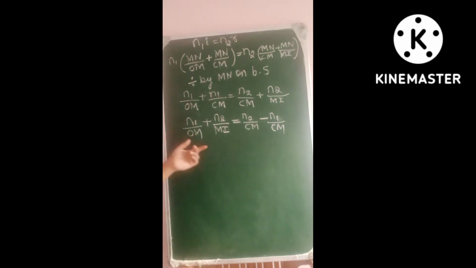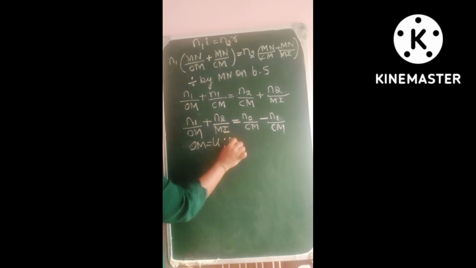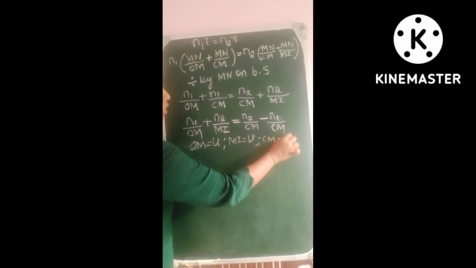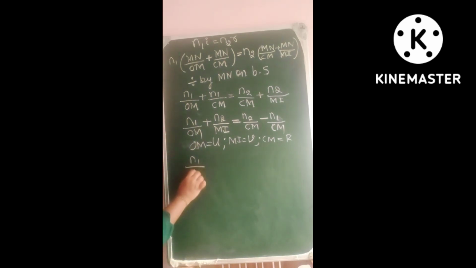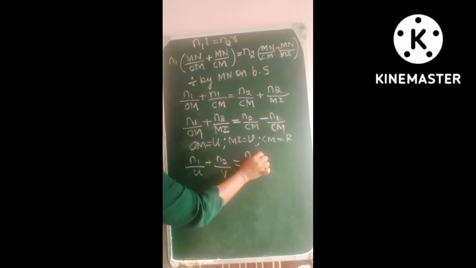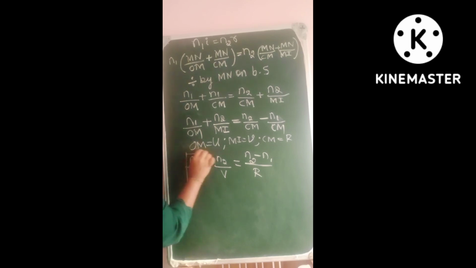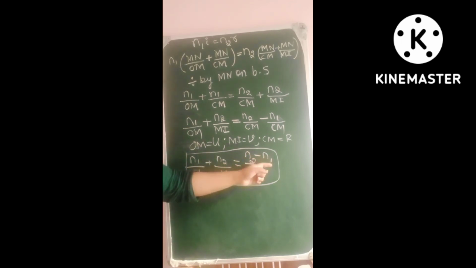From the diagram we know that OM is nothing but the object distance, MI will be the image distance, and CM or MC will be the radius of curvature. Substitute these values in this equation. You will get N1 divided by U plus N2 divided by V is equal to N2 minus N1 divided by R. This is the derivation for the spherical surface. We can say N1 by U plus N2 by V is equal to N2 minus N1 divided by R.